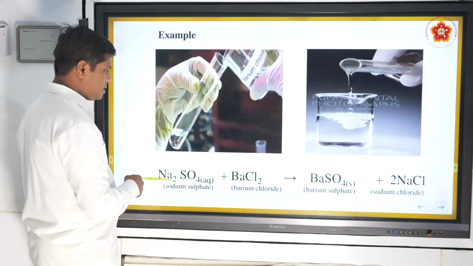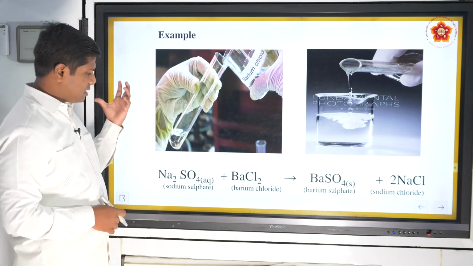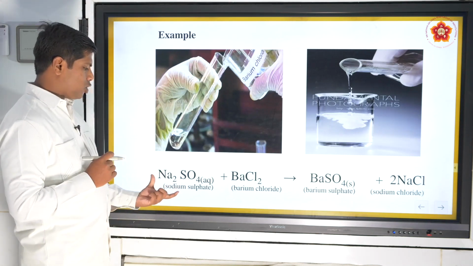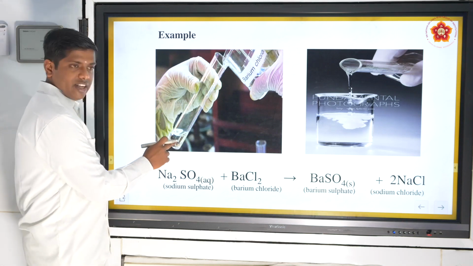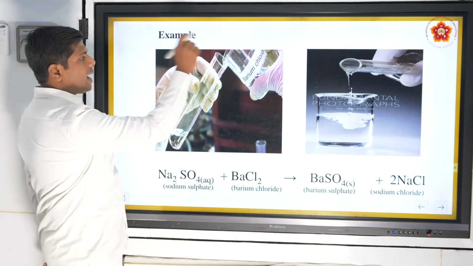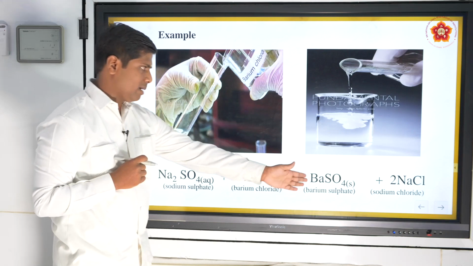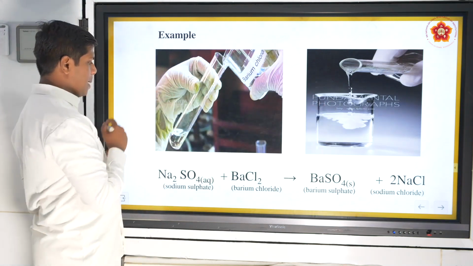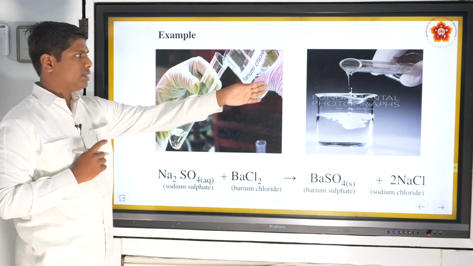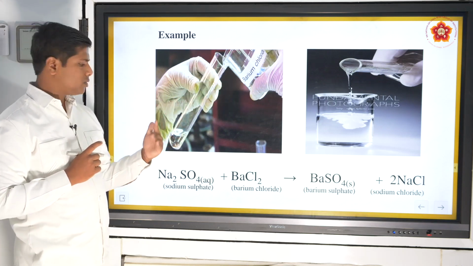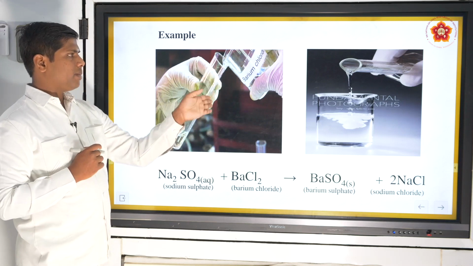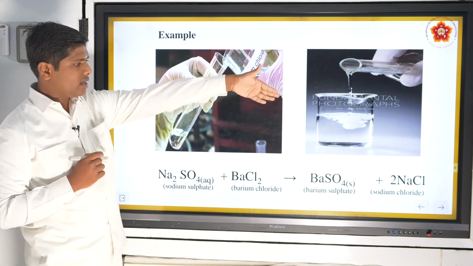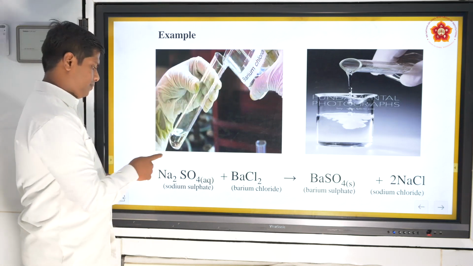Next, examples. This is a simple example. This is sodium sulfate solution, white in color. When we add barium chloride, we will get barium sulfate and sodium chloride. First example, simple. You will see the picture here. Sodium sulfate, add barium chloride, we will get barium sulfate and sodium chloride.